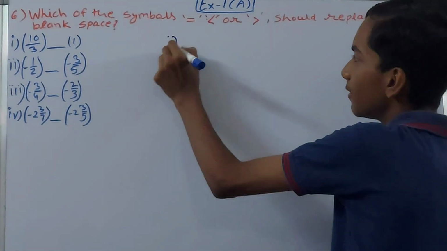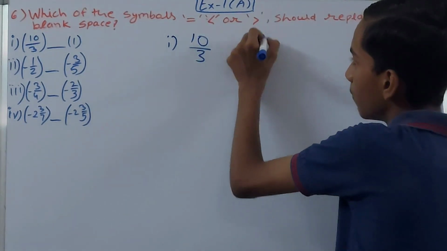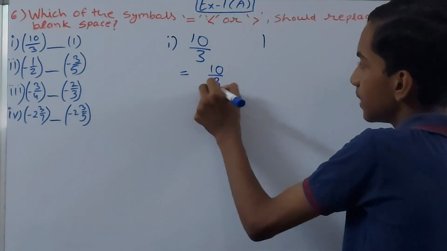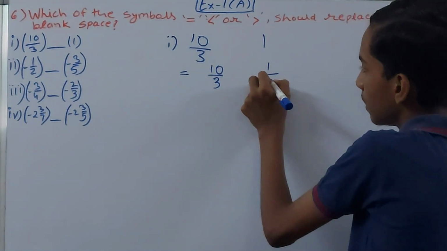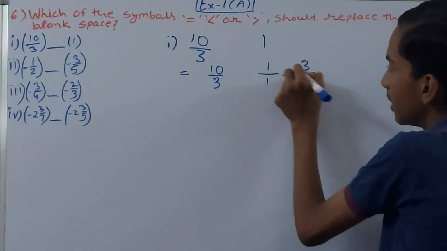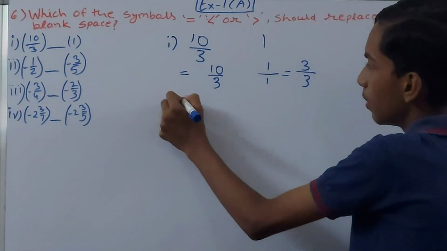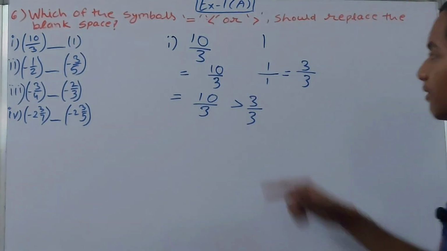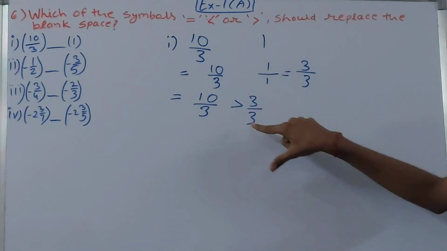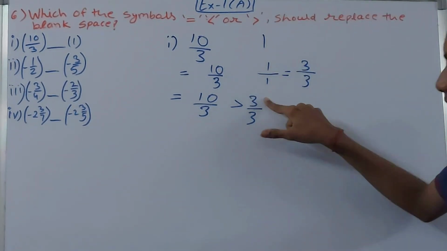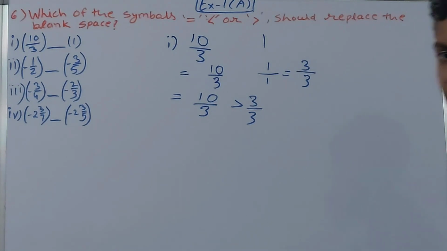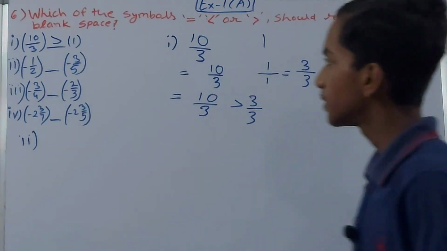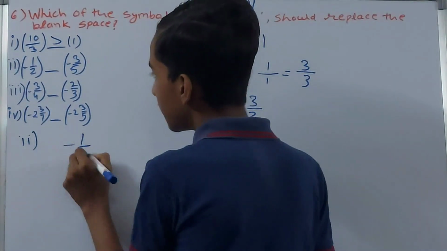So first we have 10 by 3 or 1, very simple. You can see 10 by 3 will be as it is. 1 can be written as 1 by 1, so that can be written as 3 by 3 with the denominator 3. So compare again, 10 by 3 is greater than 3 by 3. Basically we have made the denominators the same, 3 and 3, and 1 then changes to 3. So 10 and 3, which one is greater? 10, so we'll put the greater than sign.